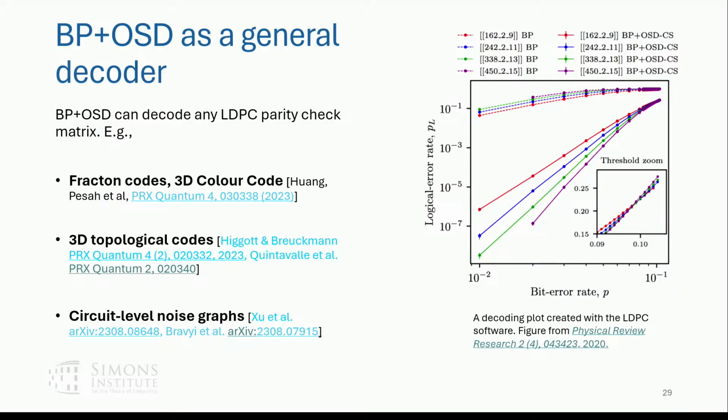The big advantage of this belief propagation plus ordered statistics decoder is that it can work for pretty much anything. So all the examples I've given up to this point have been for the topological codes. However, it can be used to decode pretty much anything that is LDPC. So examples include fracton codes, 3D color codes, various topological codes, as well as circuit level noise decoding graphs.